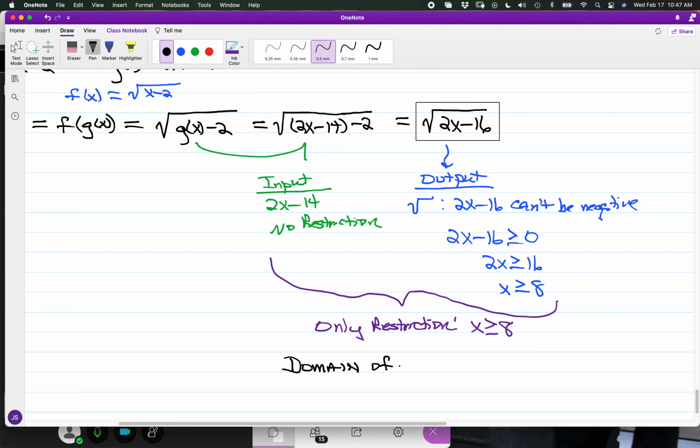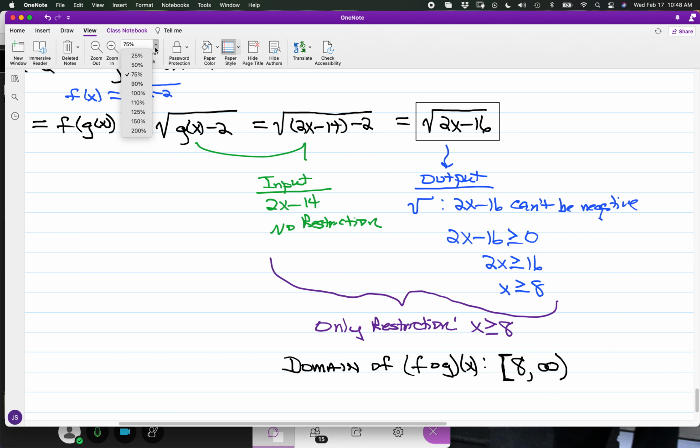And so for the domain of f composed with g of x, think of it like a number line: solid point on 8, ray going to the right. And in interval notation, we have closed at 8, and going all the way out to infinity. And so that would be the domain of that particular composition.